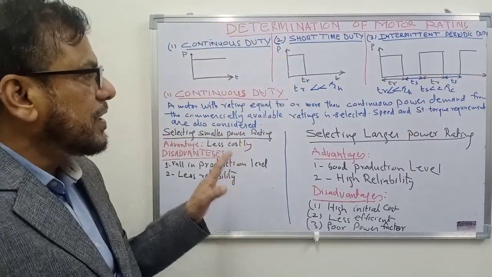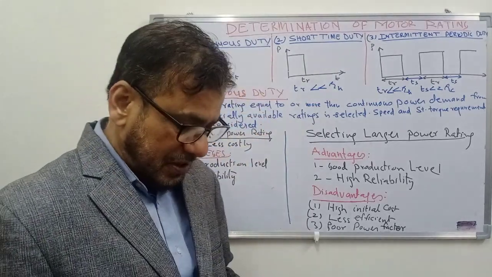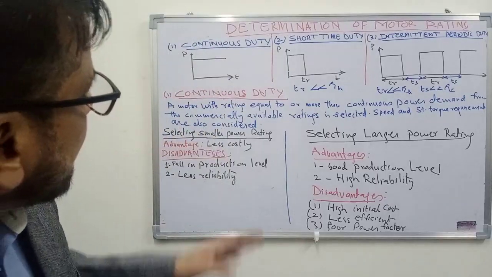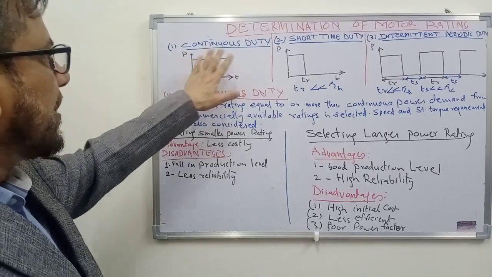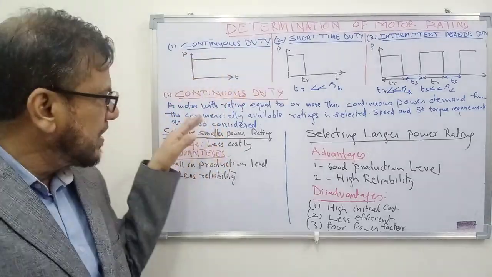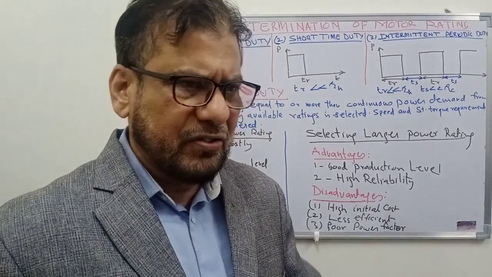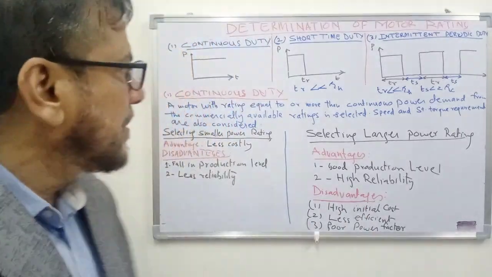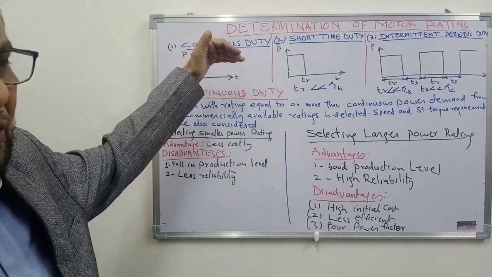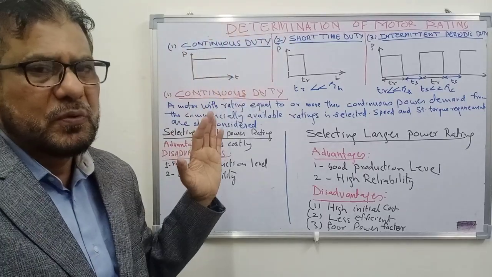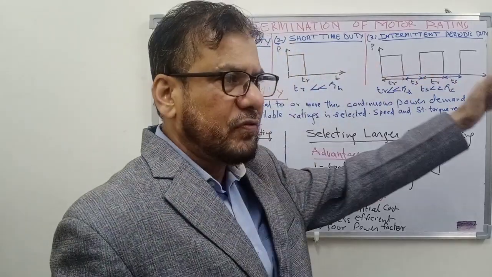Now how to select the rating of the motor for the particular application. This is our discussion today. Let us first take the most easy and common type of loading, that is continuous duty, where the motor is loaded continuously for say 5 hours, 6 hours, 3 hours, 2 hours, like that. In that case, simply you must know what is the power rating demanded by the load. So that power is ascertained, that what is the continuous power demand of the load.